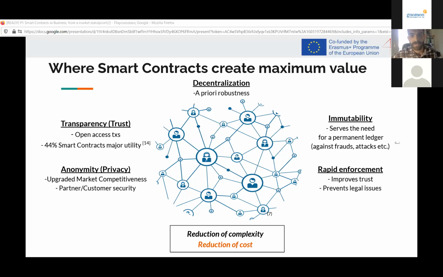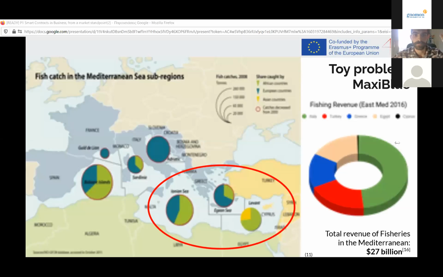All the above elements lead to a reduction of complexity in the business arena, combined with a reduction in the overall operational cost. In the next slide, we're going to see how we can approach an idea with the above assets in an effective way.